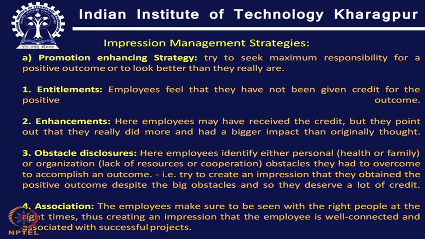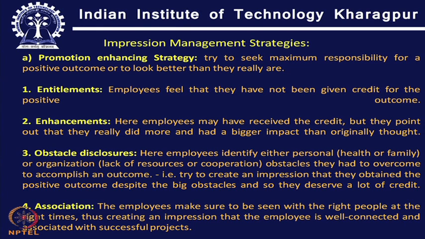And in this, the 4 different classifications are of course entitlements. People feel like they have not been given credit for the positive outcome. Next is enhancement. Here the employees try to point out that they really did more and had a bigger impact than originally thought, and they have not received their due credit.